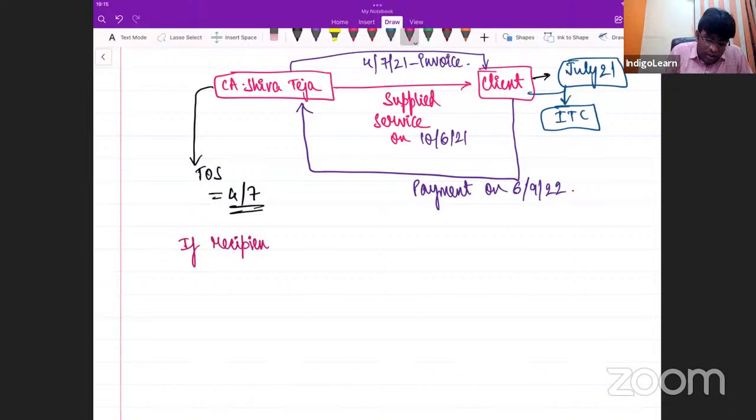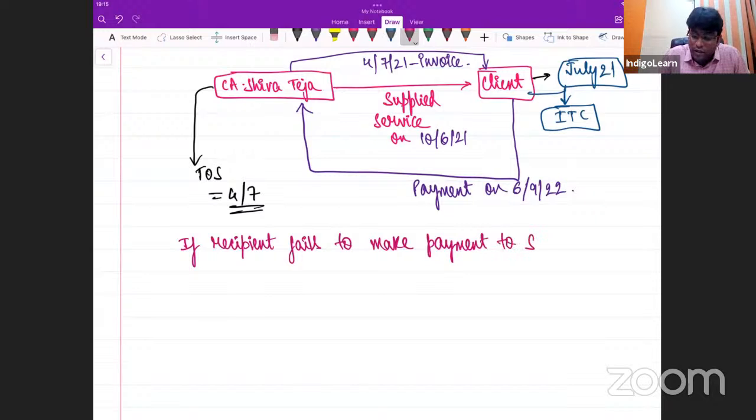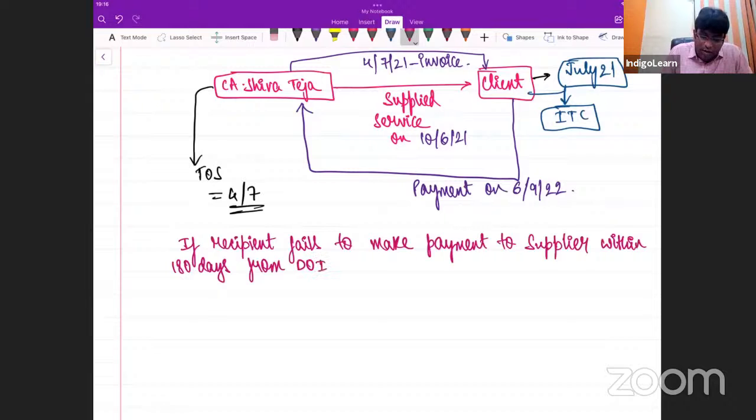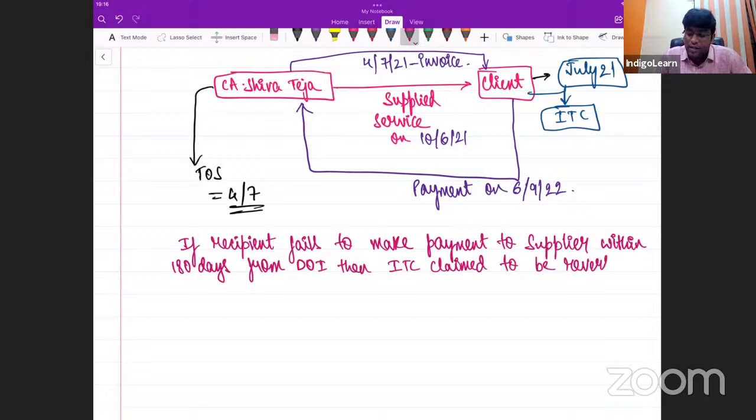if a recipient fails to make payment to supplier, I repeat, guys, who failed to make payment to whom? If a recipient fails to make payment to supplier within 180 days from date of invoice, then ITC claimed has to be reversed. When I say reversed, that means reversed or paid.